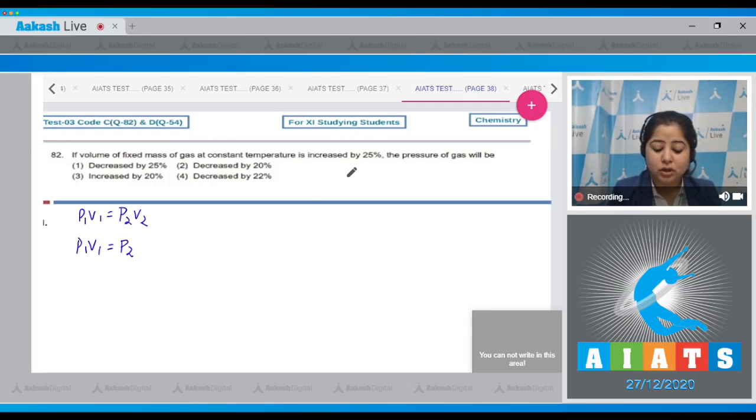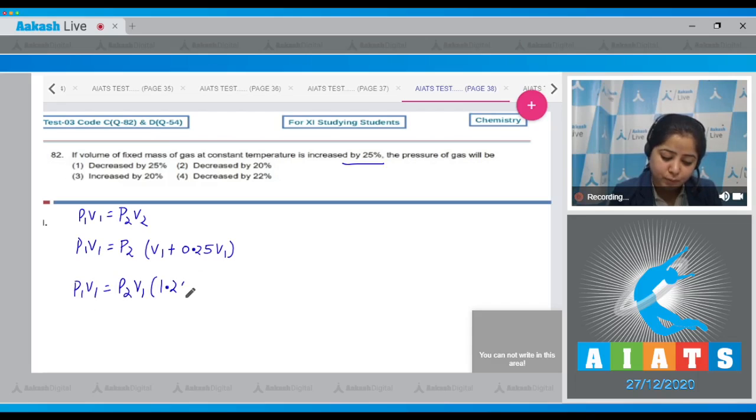Now V2, we can see that the volume has been increased by 25%. So it will be V1 plus 25% of V1, that is 0.25 V1. Let's multiply pressure here. P1 V1 is equals to P2 V1 1.25. Now P2 is equals to 1 upon 1.25 P1, or we can say that 0.8 P1.